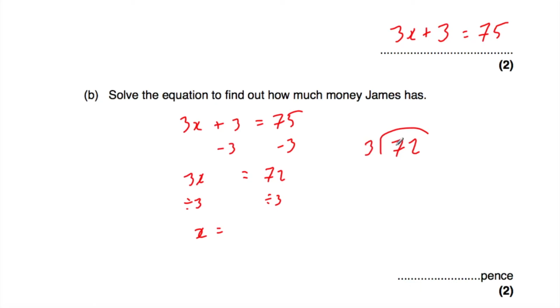How many 3's go into 7? That's 2 remainder 1. And how many 3's go into 12? That's 4. So that's 24. So it means that x is 24.